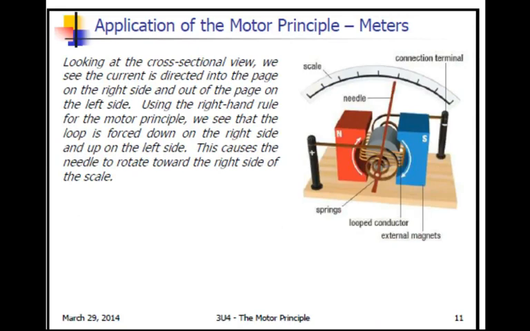Using the right-hand rule for motor principle, we see that the loop is forced down on the right side and up on the left side. This causes the needle to rotate toward the right side of the scale.